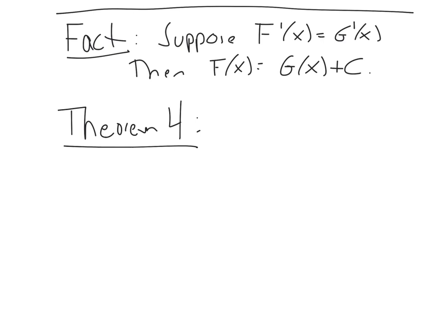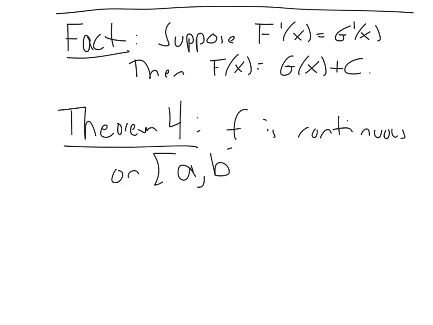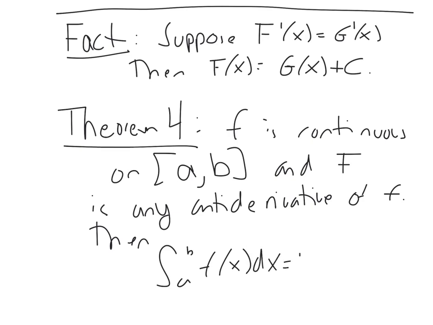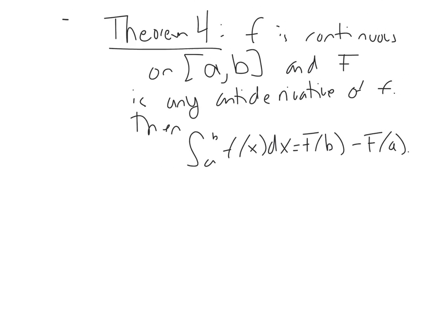So Theorem 4 says that if f is continuous on the interval from a to b, and F is any antiderivative of little f, then the definite integral from a to b of f of x dx is equal to this antiderivative evaluated at b minus the antiderivative evaluated at a. So let's see how we could prove this.